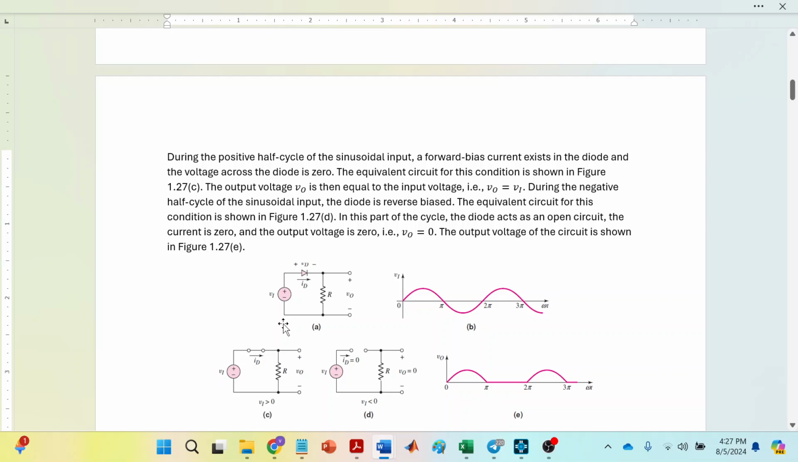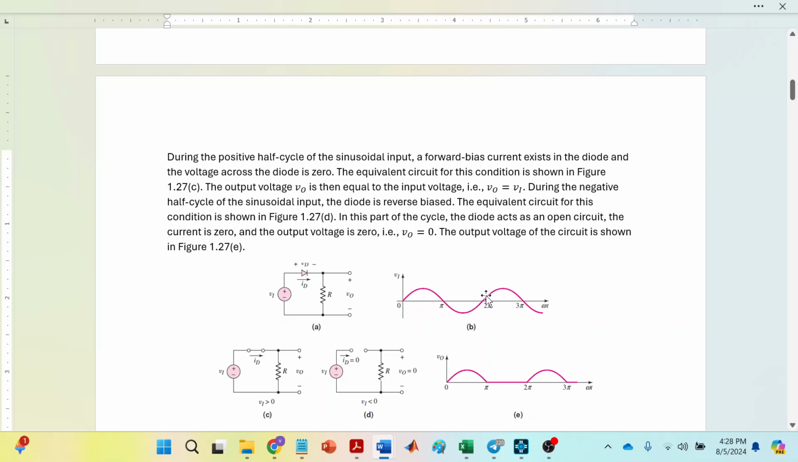So during the positive half cycle of the input, because this is a sinusoidal input, an AC input. So during the positive cycle, when this voltage is positive, remember that we are considering the case of the ideal diode. So when there's a positive sinusoidal input, a forward bias current exists in the diode and the voltage across the diode is zero. So given that the voltage across the diode is zero, the input voltage is equal to the output voltage.